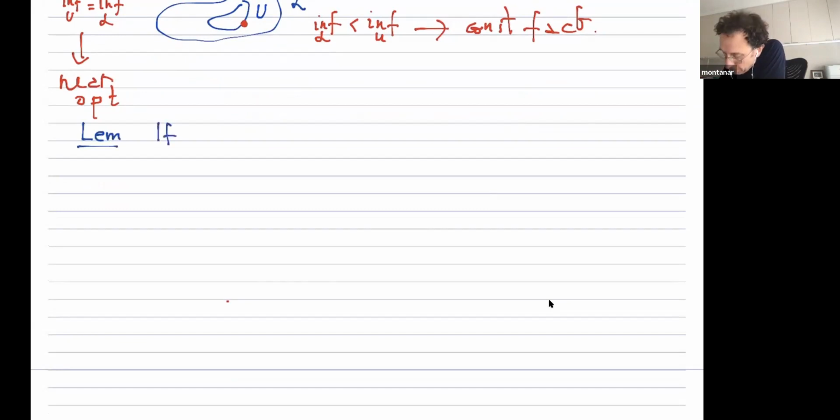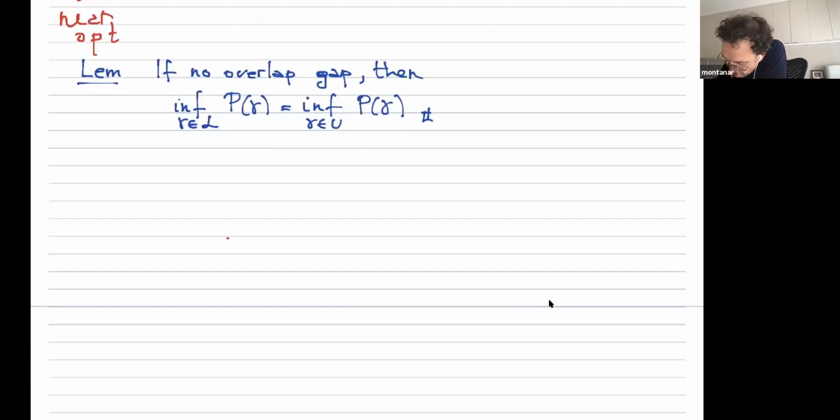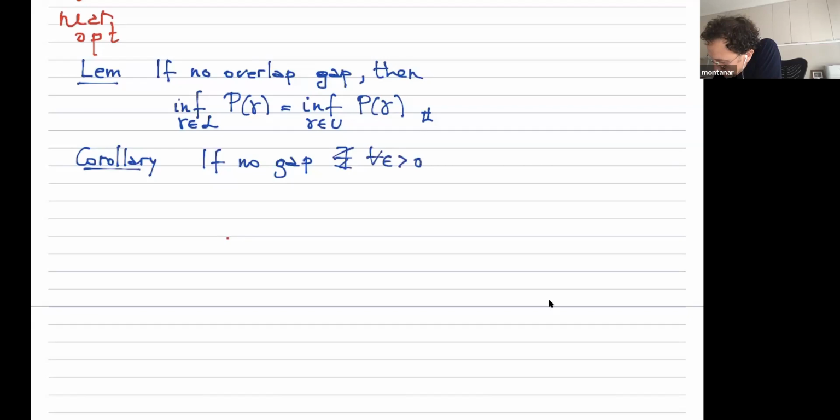So if no overlap gap, then inf over gamma in L of P gamma is equal to inf over gamma in U of P gamma, and a corollary of this: if no overlap gap, then for any epsilon positive, there exists a linear time algorithm that solves our problem.